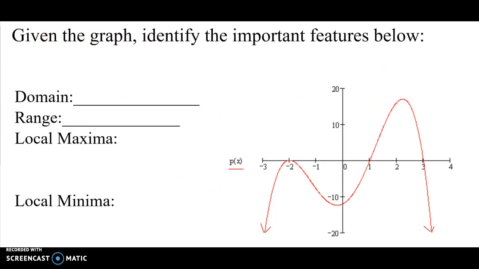So you don't need to write this down. You can maybe write these down. You don't need to copy the graph unless you really want to. This should be pretty easy.